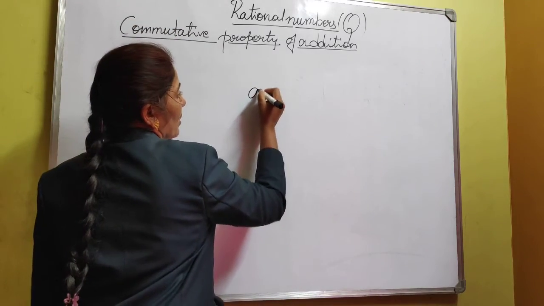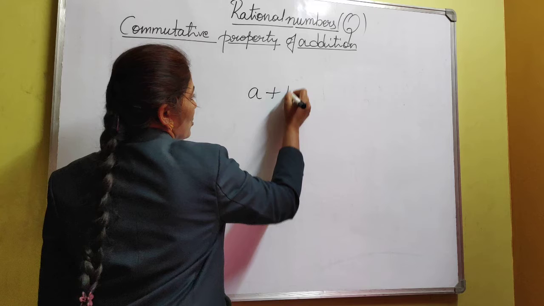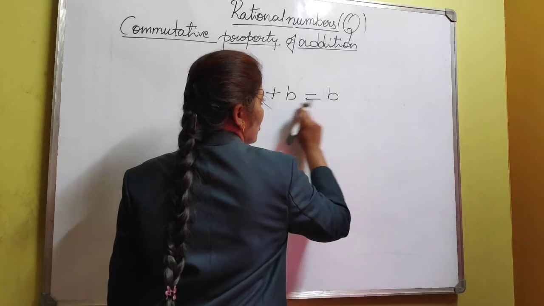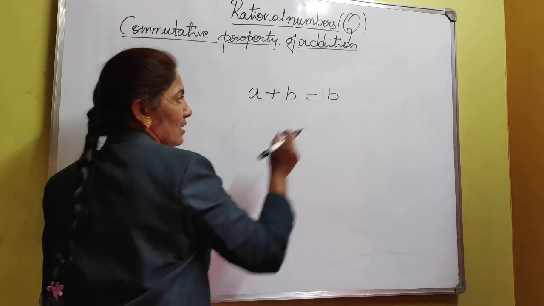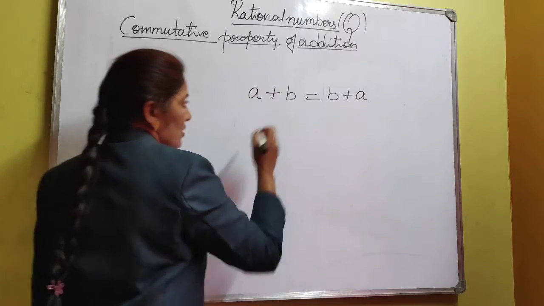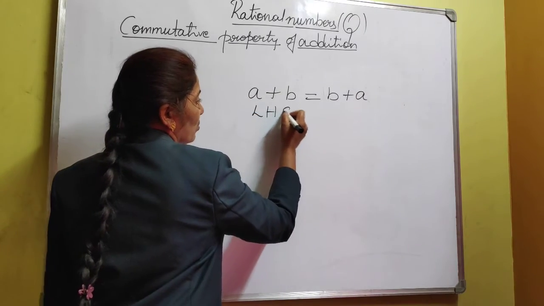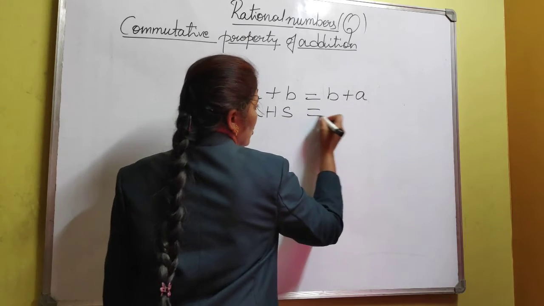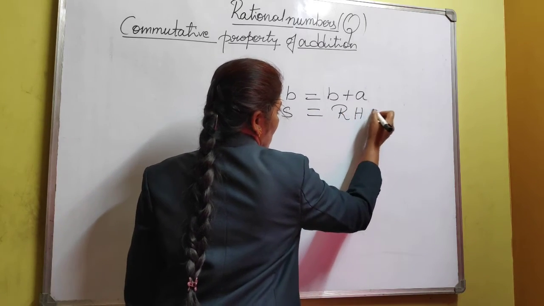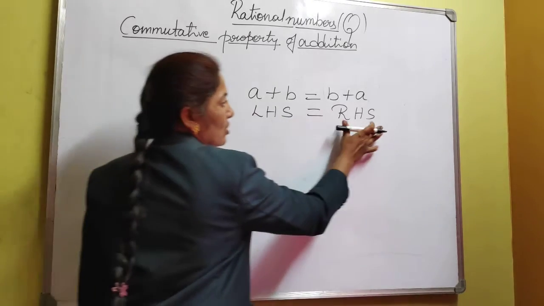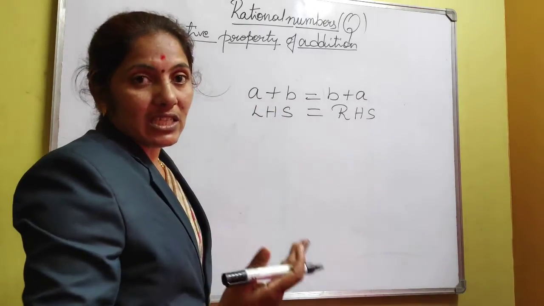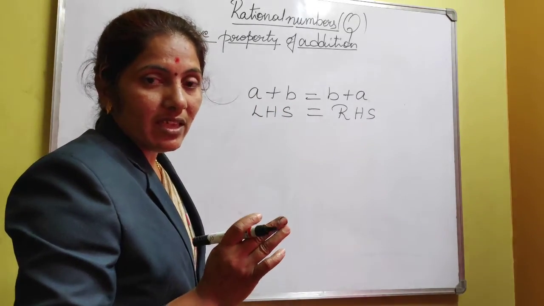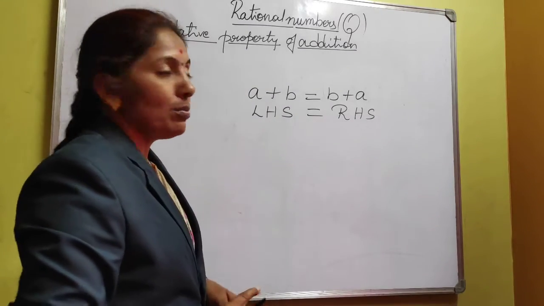When I say commutative property, these two are any two numbers or integers. We can consider them as integers. I am going to interchange the places of these two integers. A plus B can be written again as B plus A. We have to prove that the LHS value should also be equal to the RHS. The value of the left hand side must also be equal to the value of the right hand side even after interchanging the numbers.